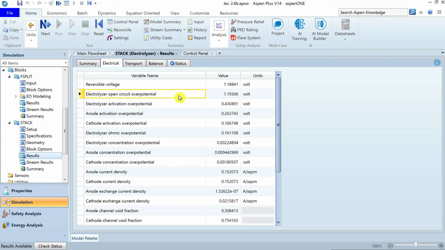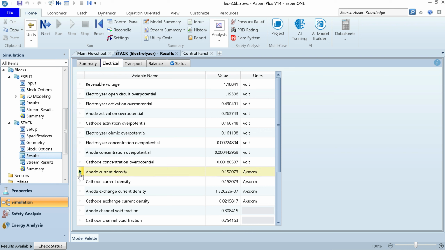Besides, you can notice the overpotential values, the activation overpotential, ohmic overpotential and the concentration overpotential values are also provided. The overpotentials refer to the voltage loss because of the different associated resistances. For instance, the activation overpotential refers to the voltage loss due to kinetic resistance, ohmic refers to the ohmic resistance, and concentration overpotential refers to the voltage loss due to mass transfer resistance.